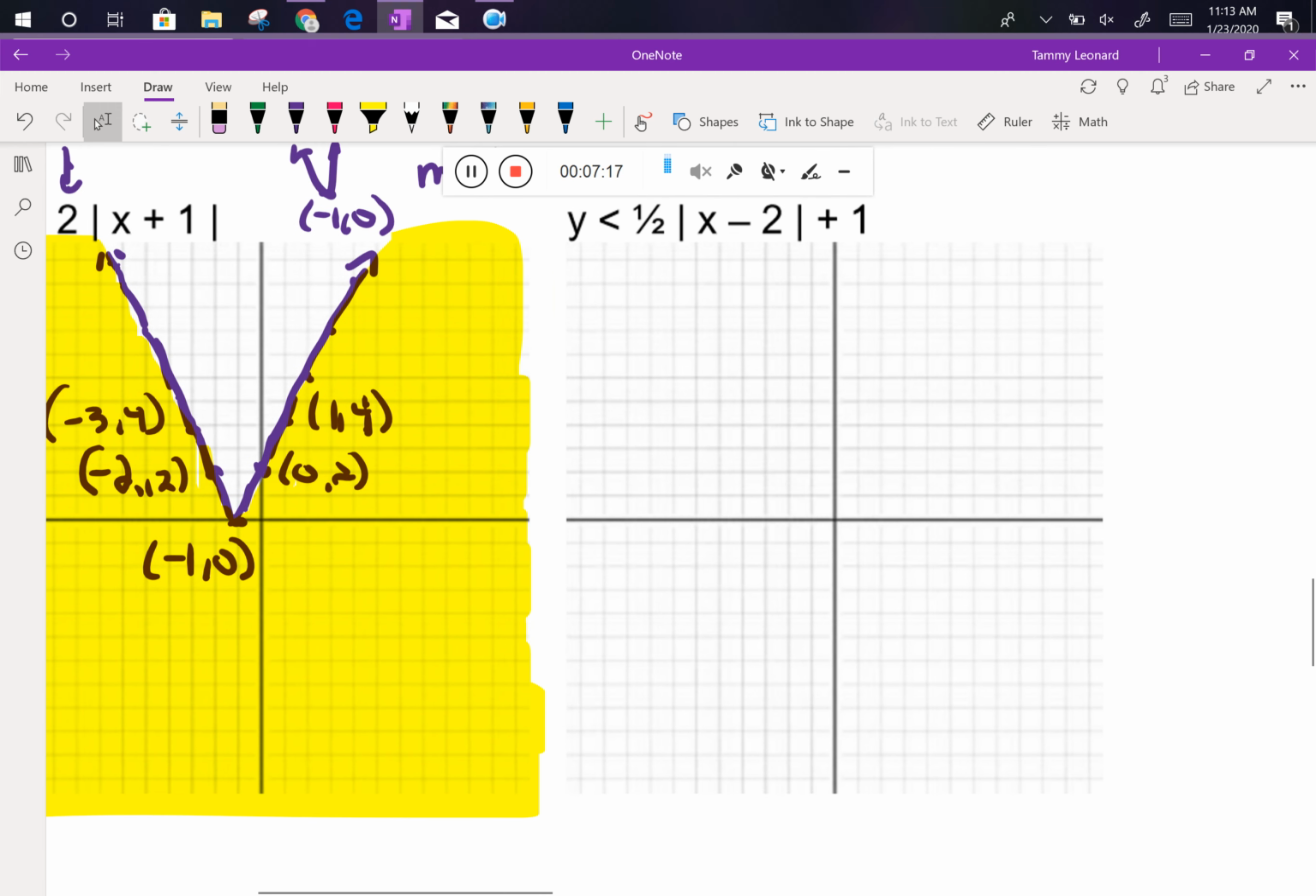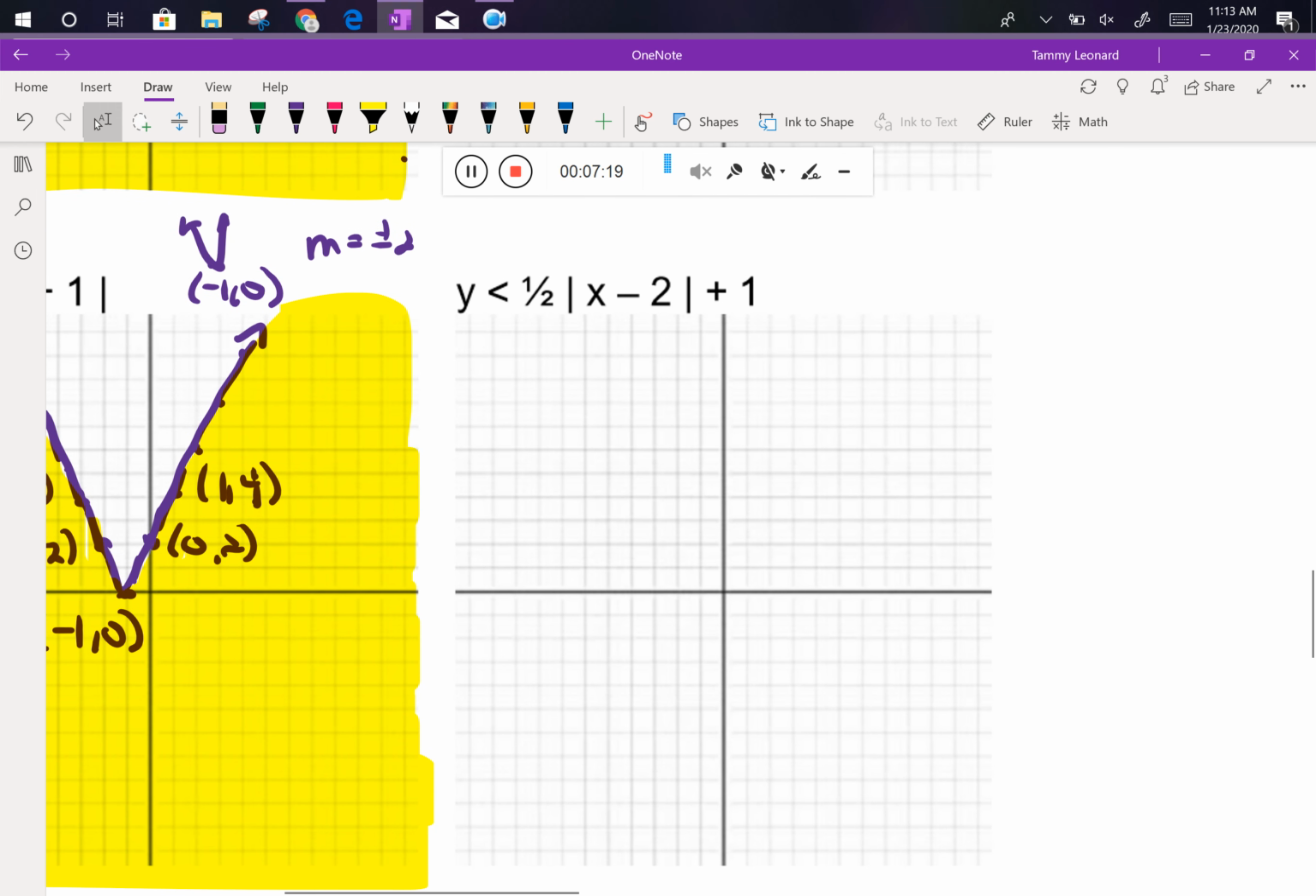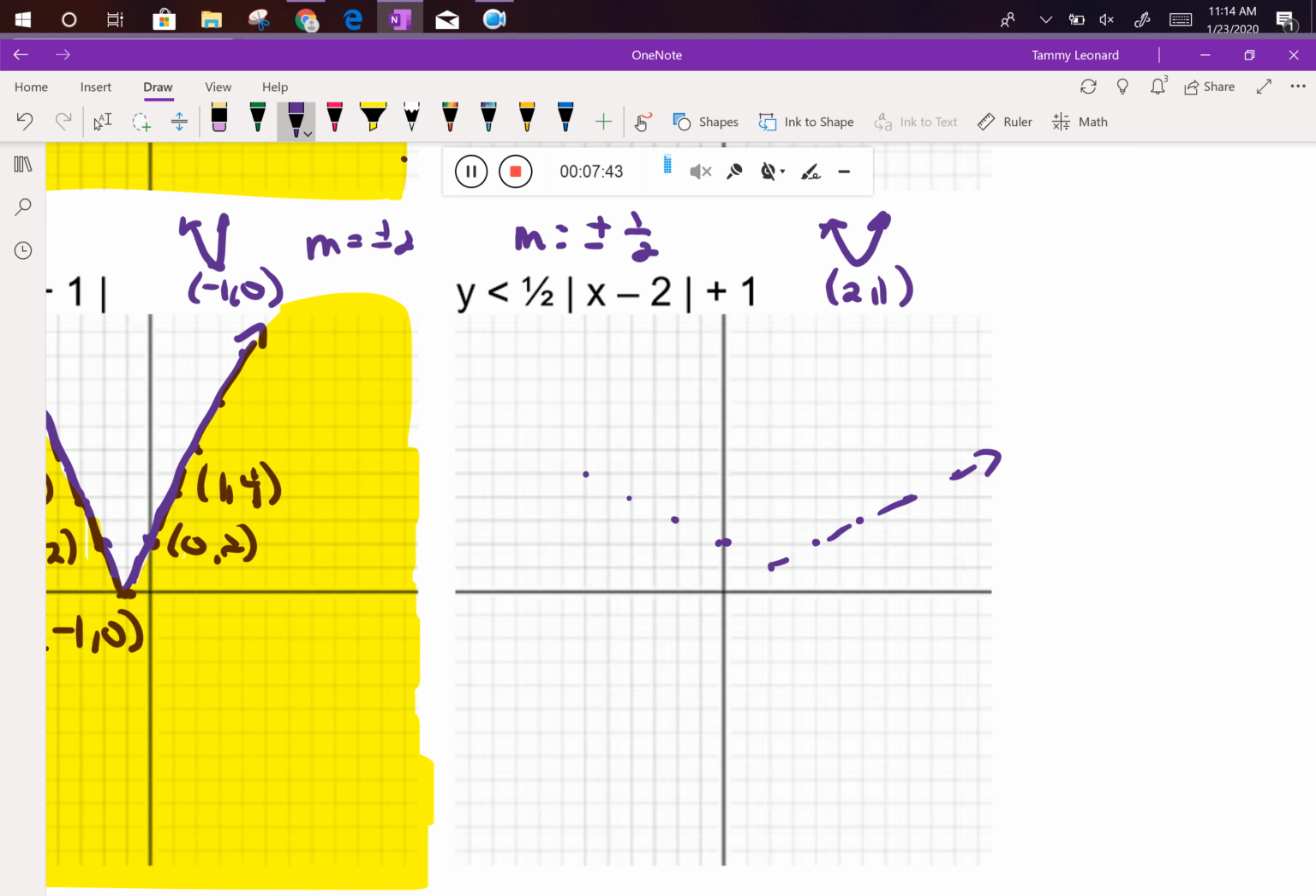Last one on the page, another absolute value, this time with a slope of plus or minus 1/2, opening up from a vertex of (2, 1). So I go to (2, 1), I go up 1 over 2 all the way across the grid, and because of this simply a less than, I know that that's going to be dashed. And then up to the left 1 over 2 across the grid.